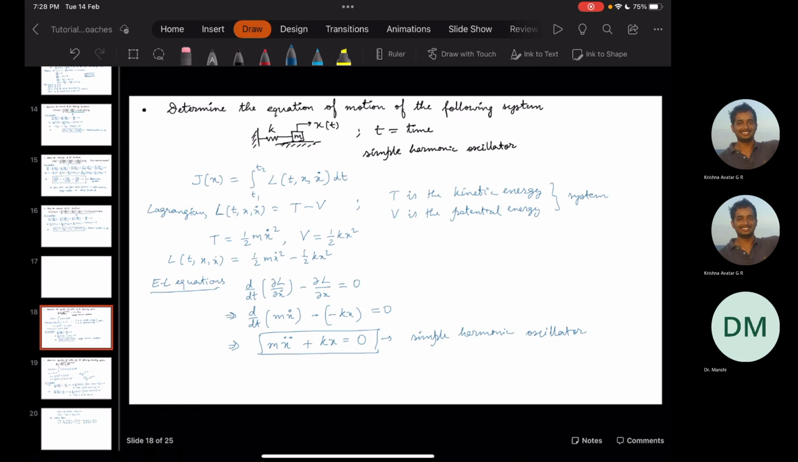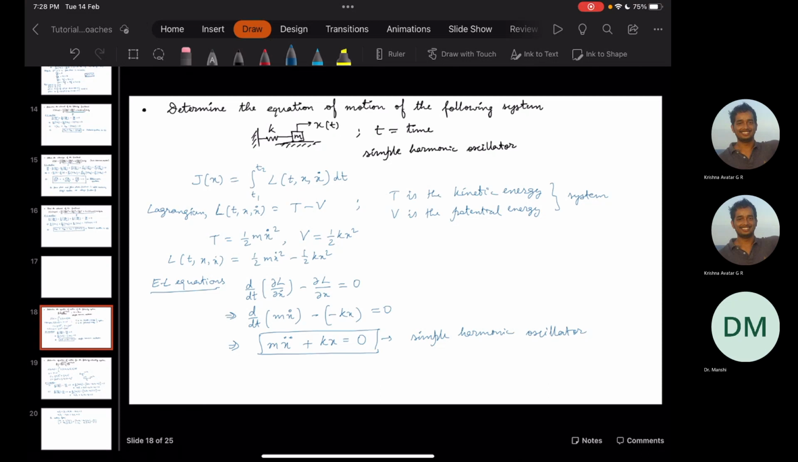Let's derive our Euler-Lagrange equations. So the Euler-Lagrange equation is d by dt of, now here d by dt is not the ordinary derivative, of ∂L/∂ẋ minus ∂L/∂x is equal to 0. So this implies that d by dt of (mẋ) minus (−kx) is equal to 0.